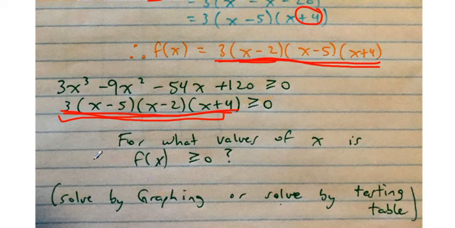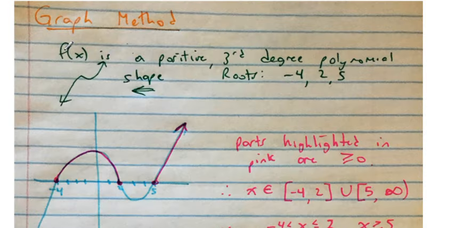And we have two methods in the polynomial world for doing that. One is to make a graph, and one is to use a testing table. And I'm going to show you both solutions. So in order to graph it, we know that f at x is positive leading coefficient, third degree. So this is what it would look like on a graph. And it has roots at -4, 2, and 5. And so if I attach this shape to those roots, I end up with this function.